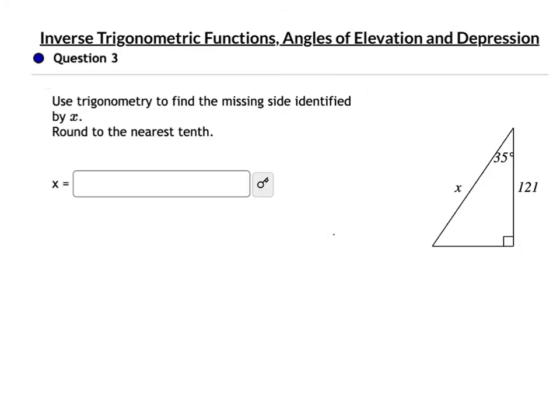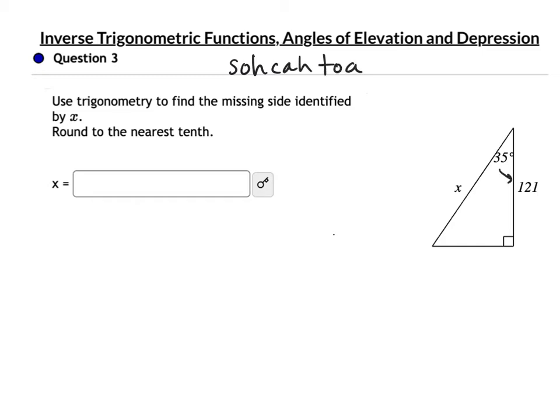The rest of this video is questions from your assignment. We'll start with question 3. 1, 2, and 3 are review. They're finding side lengths. When you find side lengths, you use the normal sine, cosine, and tangent. And it'll be the sine, cosine, and tangent of an angle. What we have to do is figure out which one it is. That takes us to SOHCAHTOA.